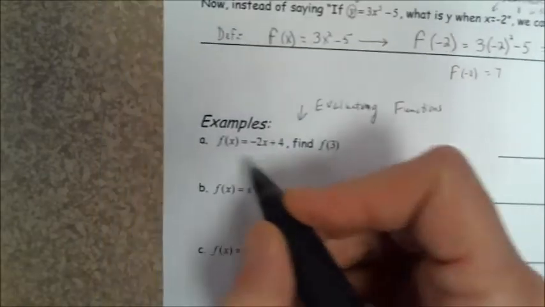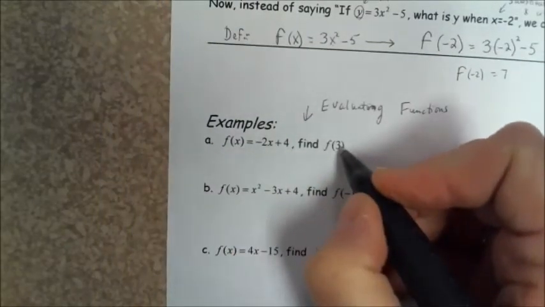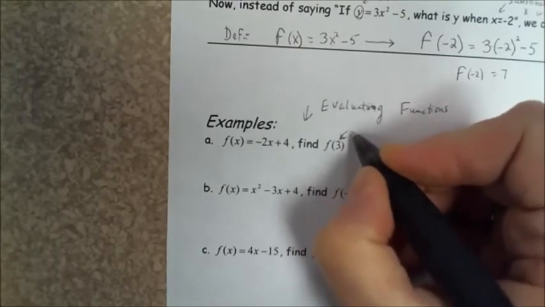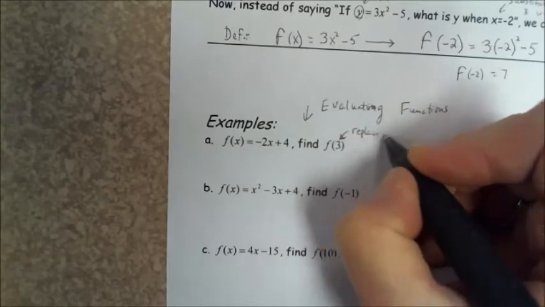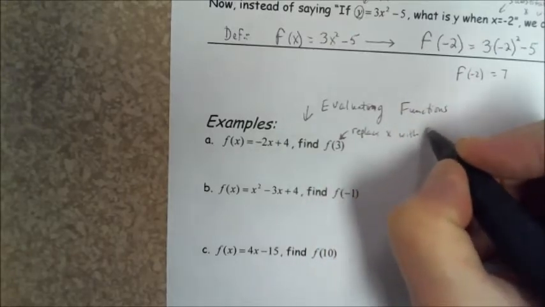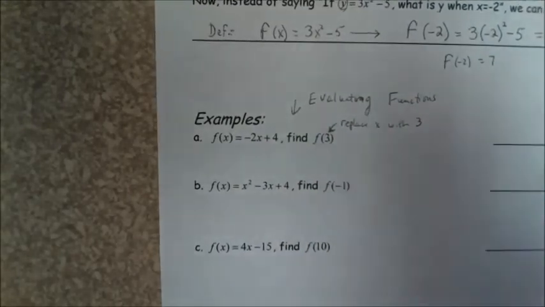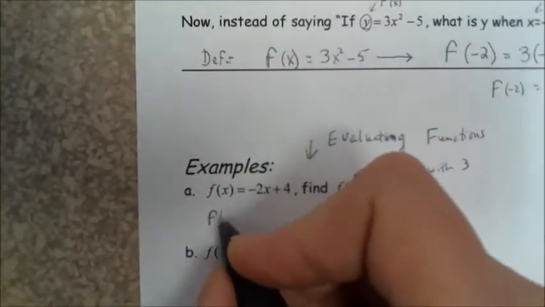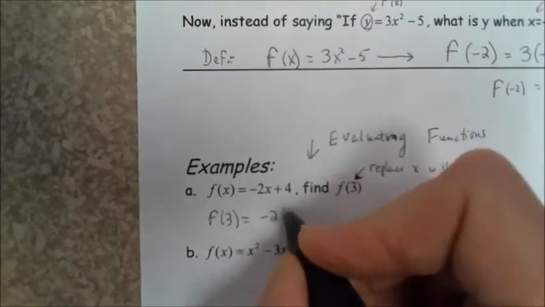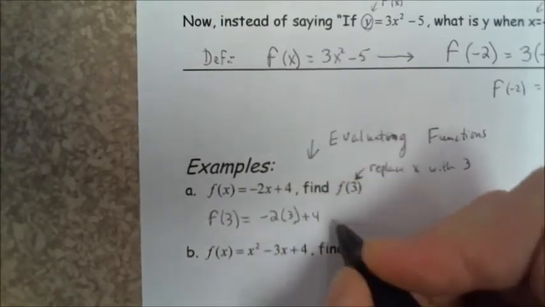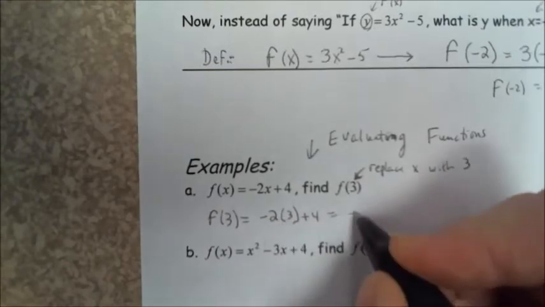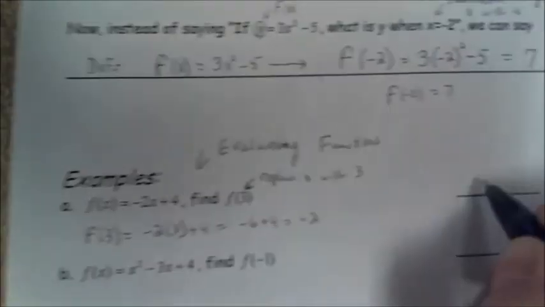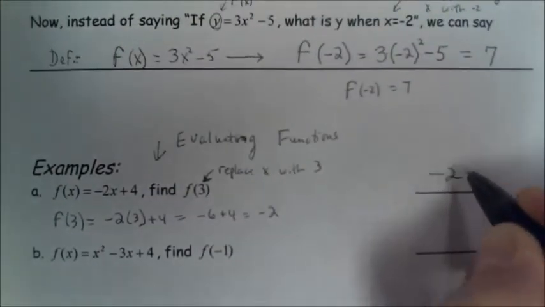So we're going to find f of 3. Anytime we have an x, we're going to replace x with the number 3. That's what this means. Replace x with a 3 every time we see it. Let me zoom in a little bit here. So this becomes f of 3 is equal to negative 2 times 3 plus 4. Negative 2 times 3 is negative 6 plus 4. That's equal to negative 2. So our answer in the answer line would just be negative 2.